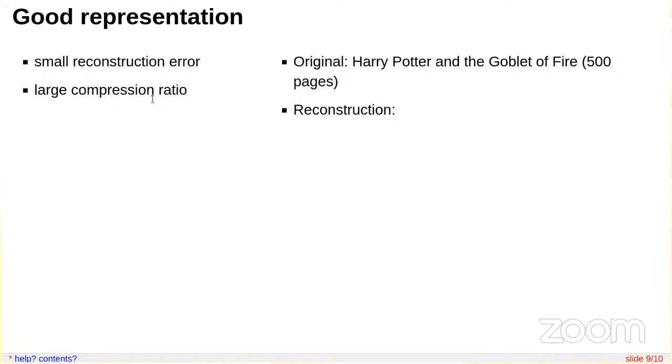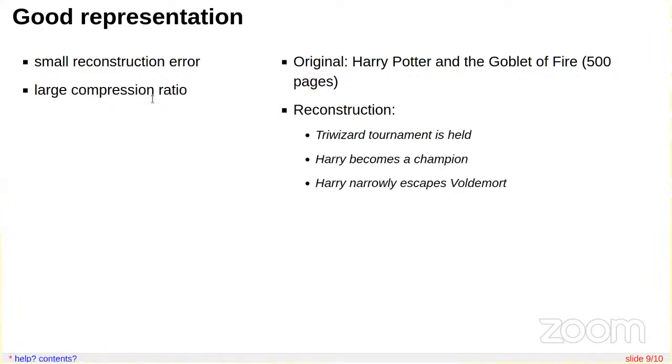So here I have just given one possible reconstruction. For those of you who are familiar with the story, you will know that this is a very, very narrow reconstruction, but still it kind of tries to capture the essence of the original story, right? So this is what we mean by compressing it, but at the same time carrying enough information.